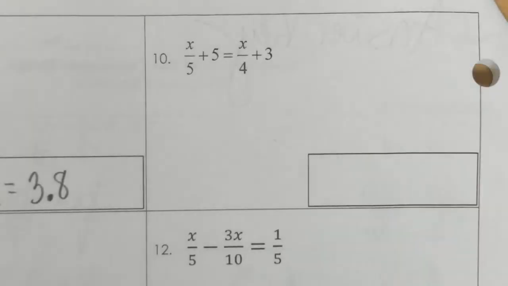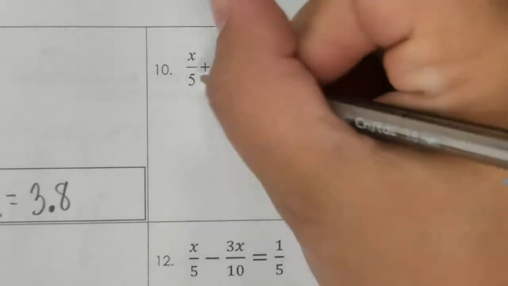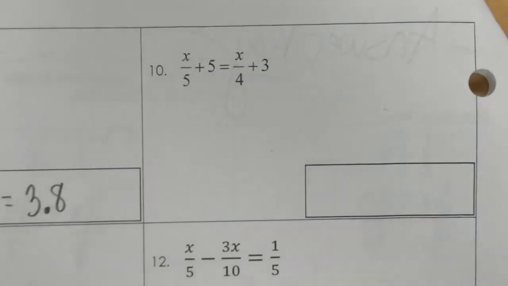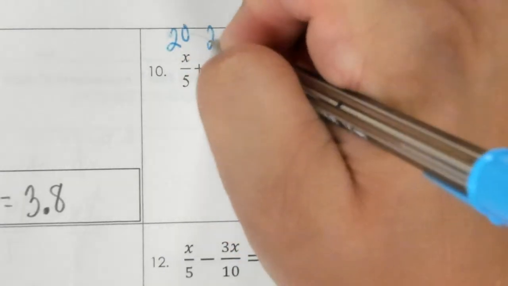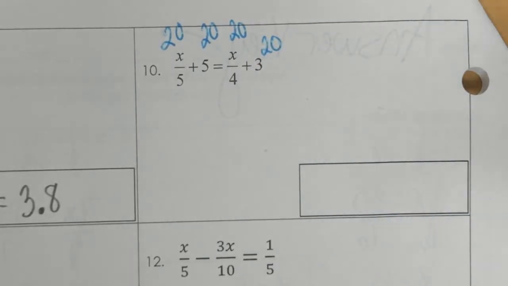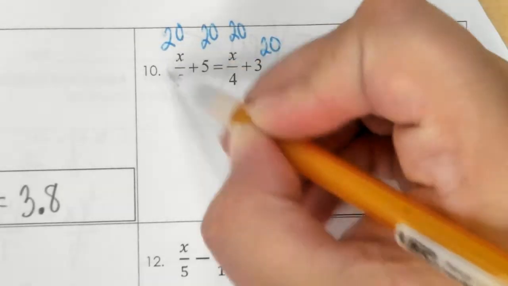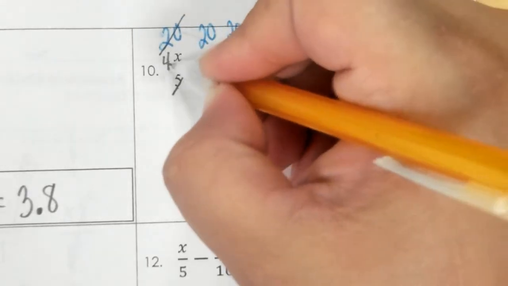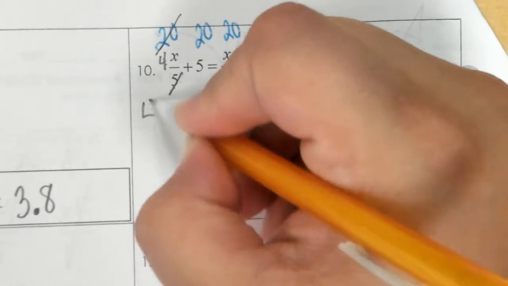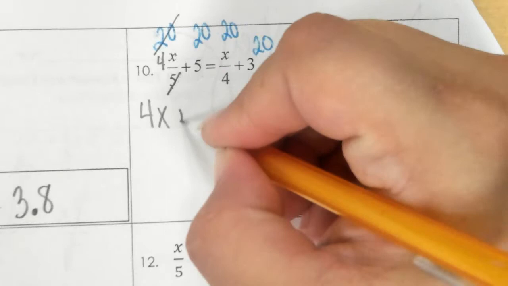Okay, and number 10, you want to clear the fraction. So we find the 5 and the 4. And okay, so we can multiply those together and get 20. Okay. And then I want to go ahead and clear it. So what I do is, since these are different numbers, I divide them. So 20 divided by 5 is 4, and that means 4 times x, which is 4x. Okay. And then since this is not a fraction, I just multiply. So that's 100.